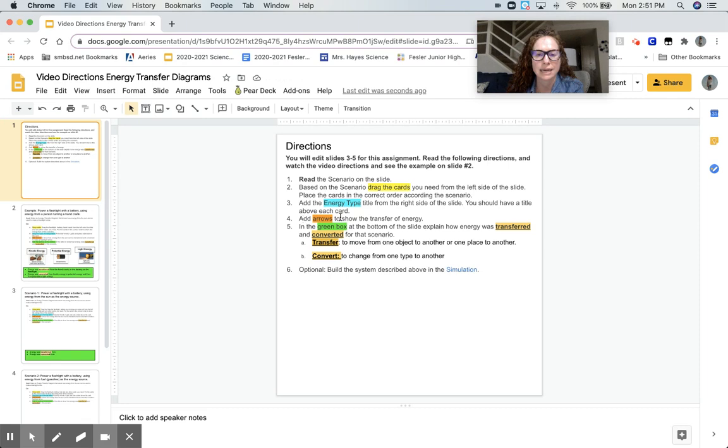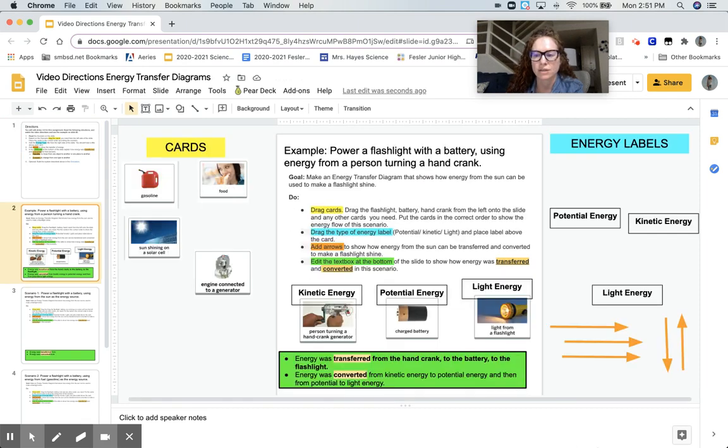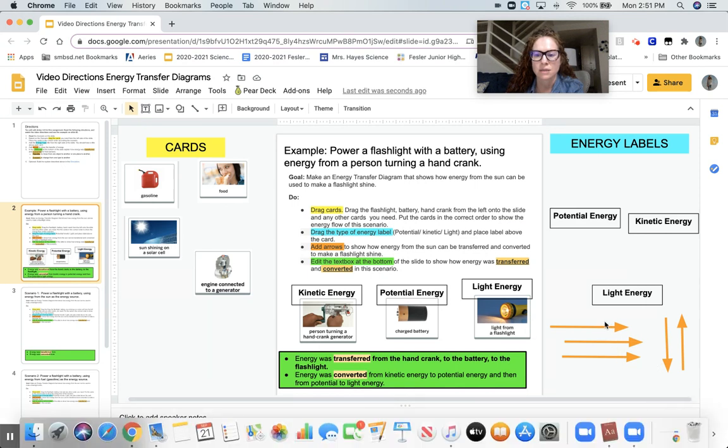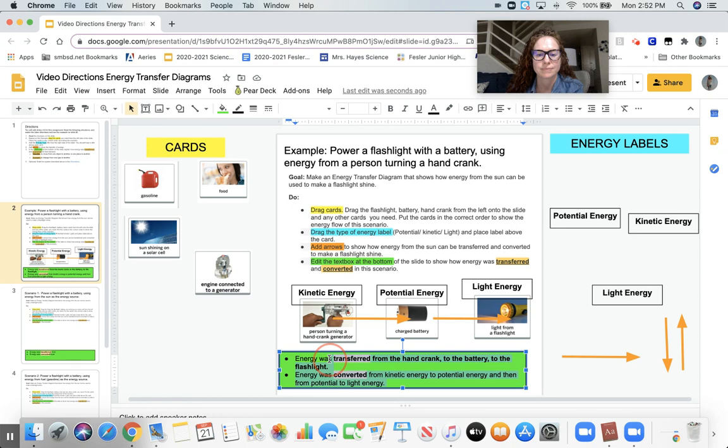Okay, then I'm going to add arrows to show the transfer of energy. So notice over here, there are some different arrows. Most of the time the one you should need is just the straight across. So I'm just going to grab 2 of those to show energy. All right, so this is how your example looks. Except this was not done. Let me fix that real quick.